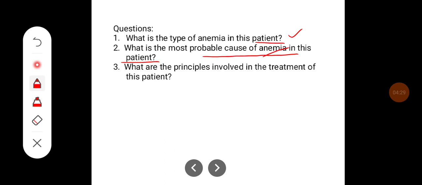What are the principles involved in the treatment of the patient? Okay, so here, since there is a deficiency of intrinsic factor of Castle, if you give vitamin B12 orally, probably it won't be absorbed. So that is why vitamin B12 has to be given by the parenteral route, that is the IV route. So that is the principle involved in the treatment of this particular patient.